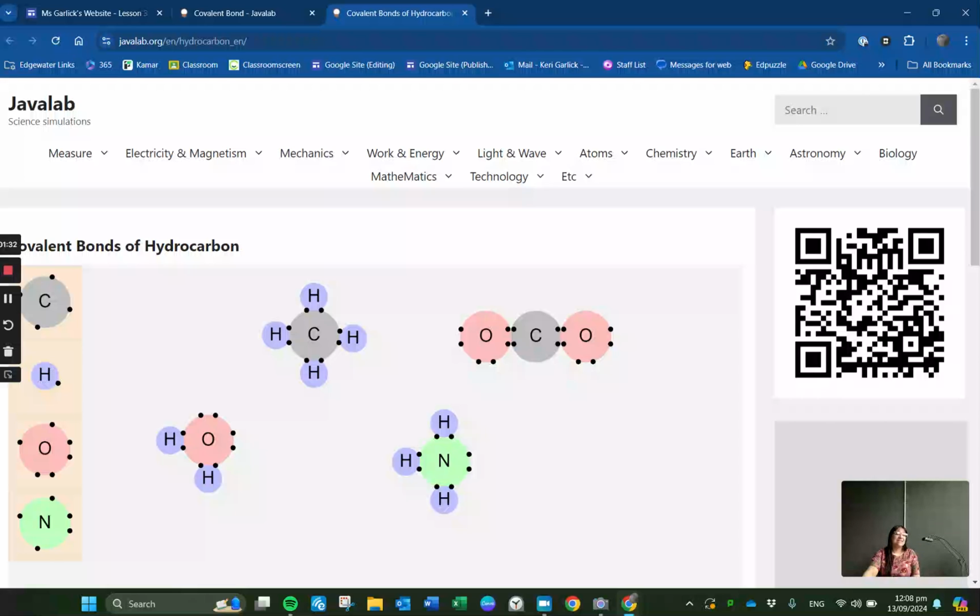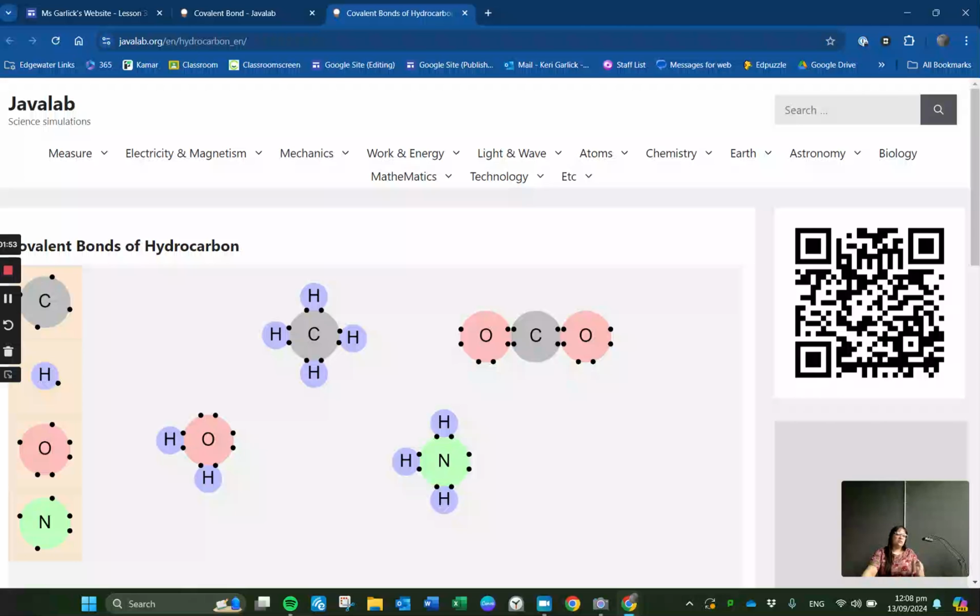8. 8, yep. So carbon here, 1, 2, 3, 4, 5, 6, 7, 8. Oxygen, 8. Nitrogen, 8. The carbon and the two oxygens both 8 as well. And then hydrogen is an exception to the rule. It only needs 2 because it's a smaller atom. Okay. All right, so that's kind of what I wanted you guys to realize with that.